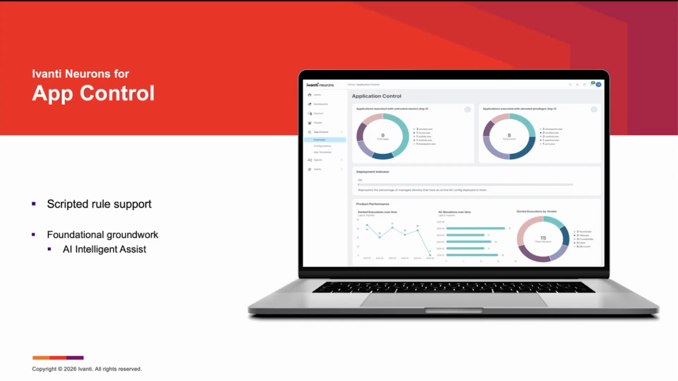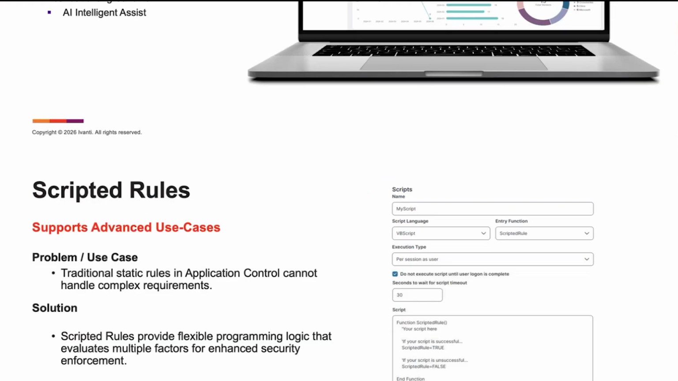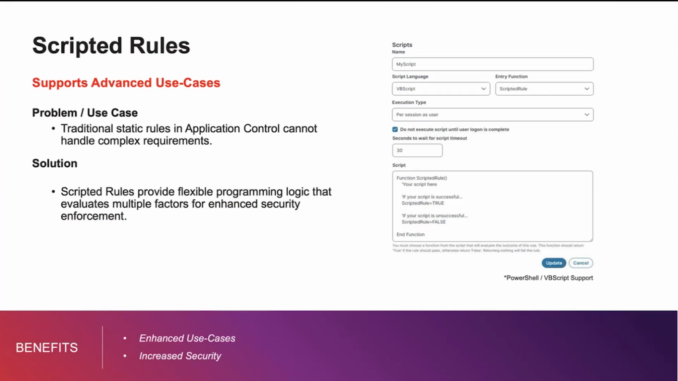So scripted rule support is really the main focus in there. This is something that's present in the on-prem or hybrid version of Control, but we haven't yet had that capability in the cloud native Neurons for App Control. The scripted rule really adds extra flexibility for being able to define the criteria that need to be met in order for the rule to apply. So again, this will have feature parity with the on-prem.